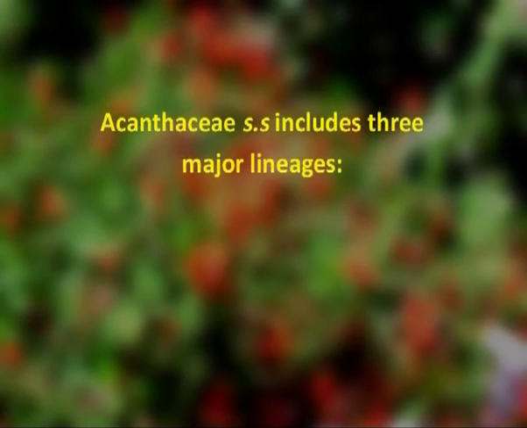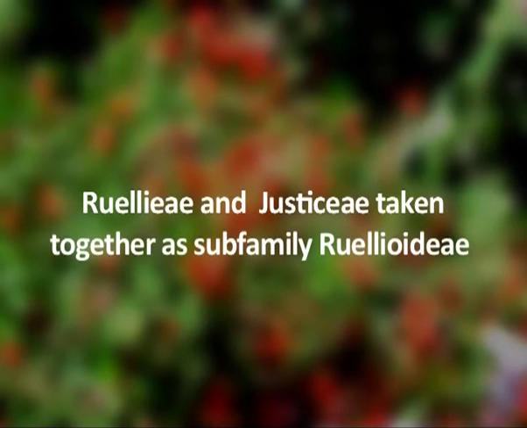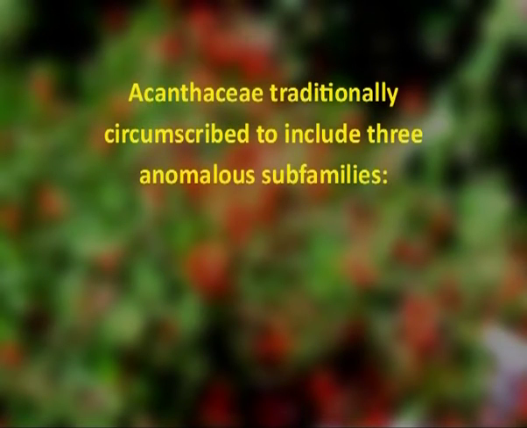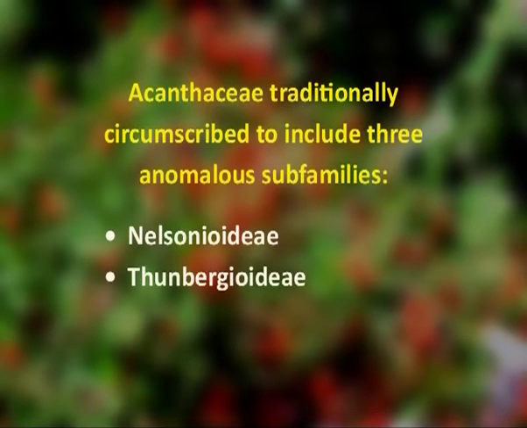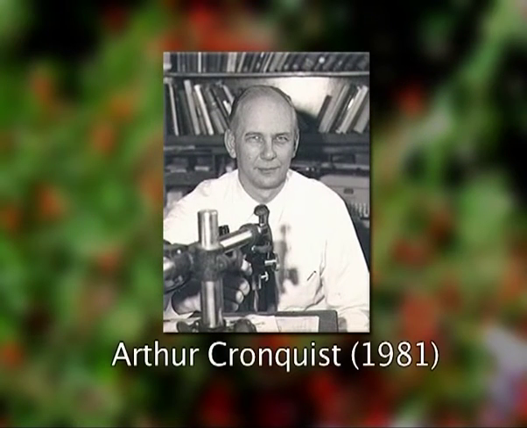Acanthaceae sensu stricto includes 3 major lineages: Ruellieae, Justicieae and Acantheae. The former 2 are taken together as subfamily Ruelloideae. The Acanthaceae have traditionally been circumscribed to include 3 anomalous subfamilies. These are Nelsonioideae, Thunbergioideae and Mendoncioideae. Cronquist 1981 treated Mendoncioideae as a separate family, apparently due to its drupaceous fruits.